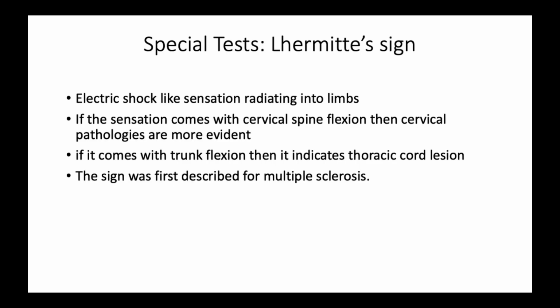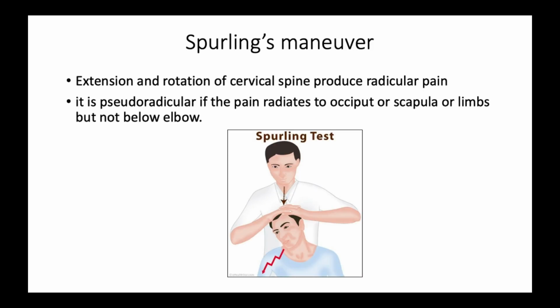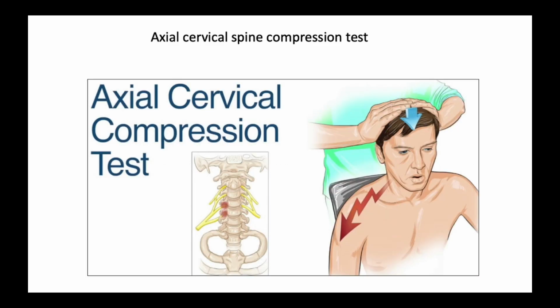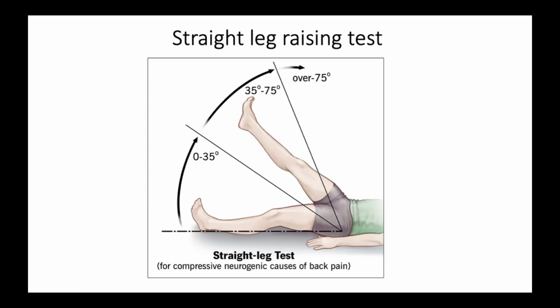Some special tests in the spine include the Lhermitte sign, which is a shock-like sensation radiating into the limbs, first described for multiple sclerosis. Spurling's maneuver: extension and rotation of the cervical spine produces radicular pain. Then there are the upper limb tension tests, which are specific for a particular nerve root. Axial compression test, in which radicular pain is reproduced.